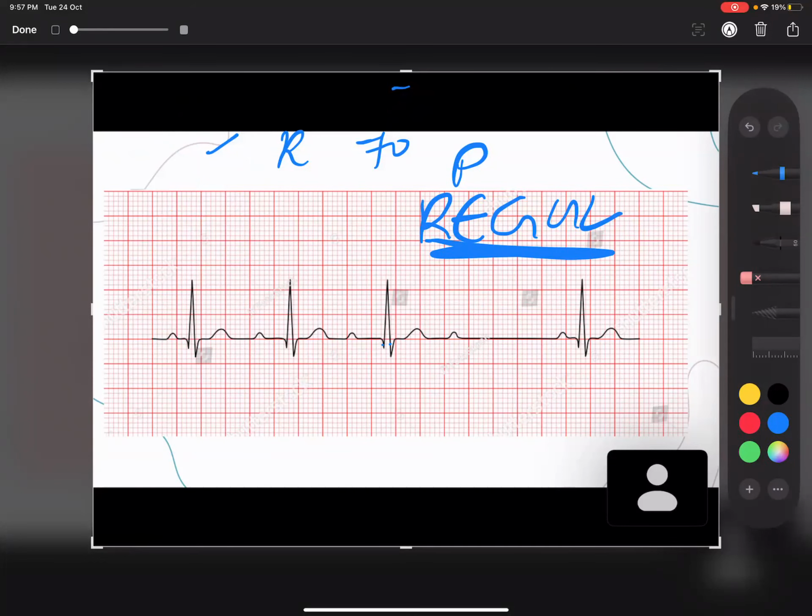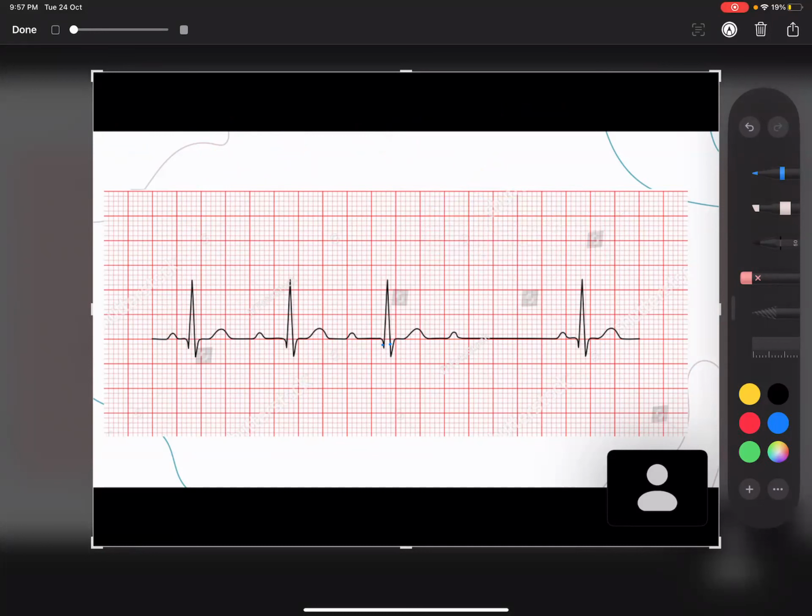How do you calculate the rate in the AV block? You basically ignore the pathology and count from here. Just ignore this for now. I don't think they're going to ask you about the rate, okay?